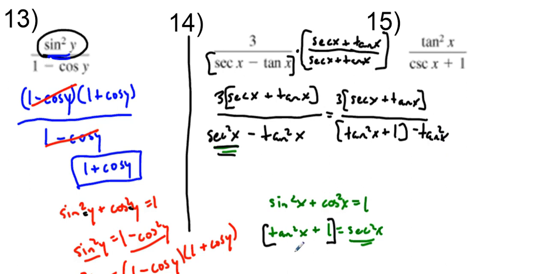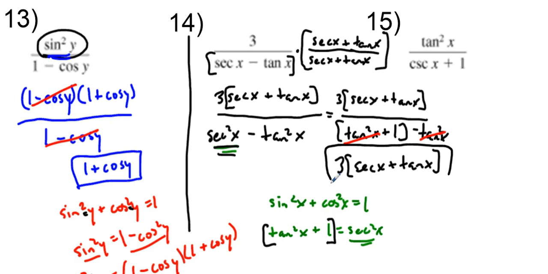And now you realize that, hey, this is a positive tangent squared. This is a positive tangent squared. This is a negative tangent squared. These will cancel out. I'm left with 1 here, which is over here. And that, my friends, is where we are finished. We would have our final answer of 3 times the quantity secant of x plus tangent of x. We got rid of the denominator. We simplified our expression. That is our final answer.